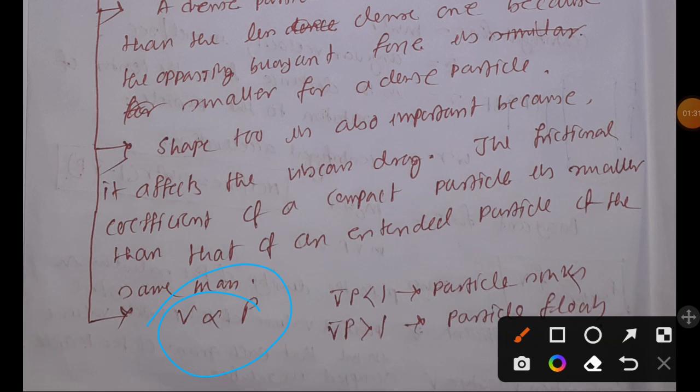Not only density, it is proportional to the product of v bar and rho. So if v bar rho is less than 1, then the particle will sink, and if v bar rho is greater than 1, then the particle will float.